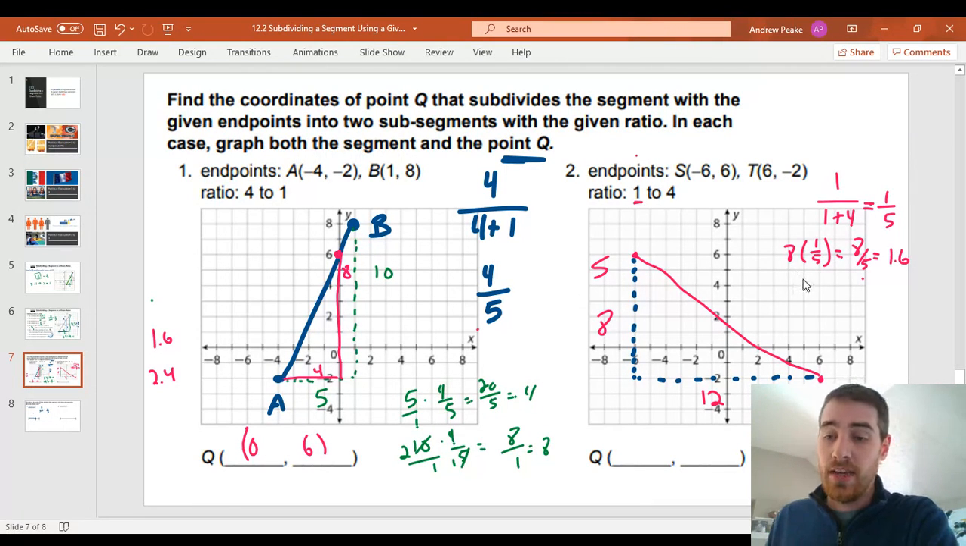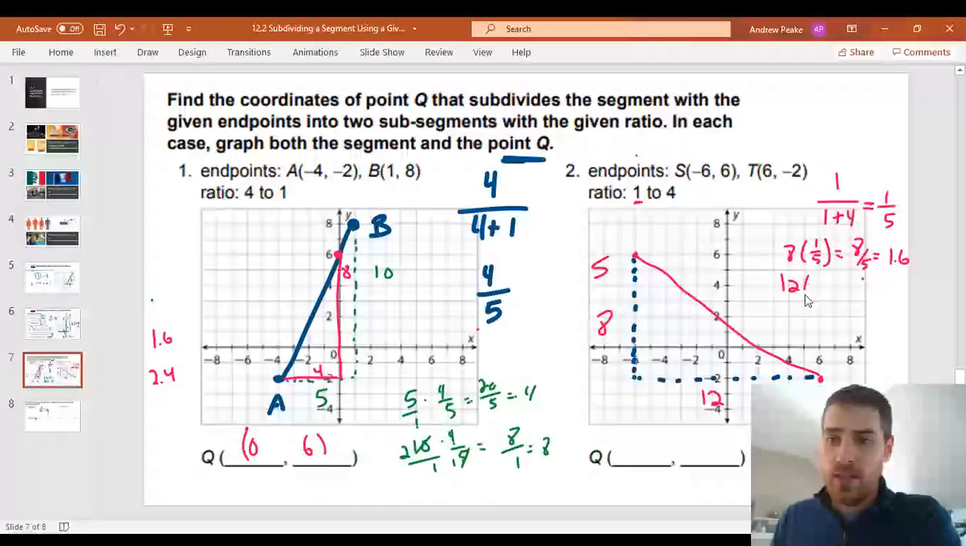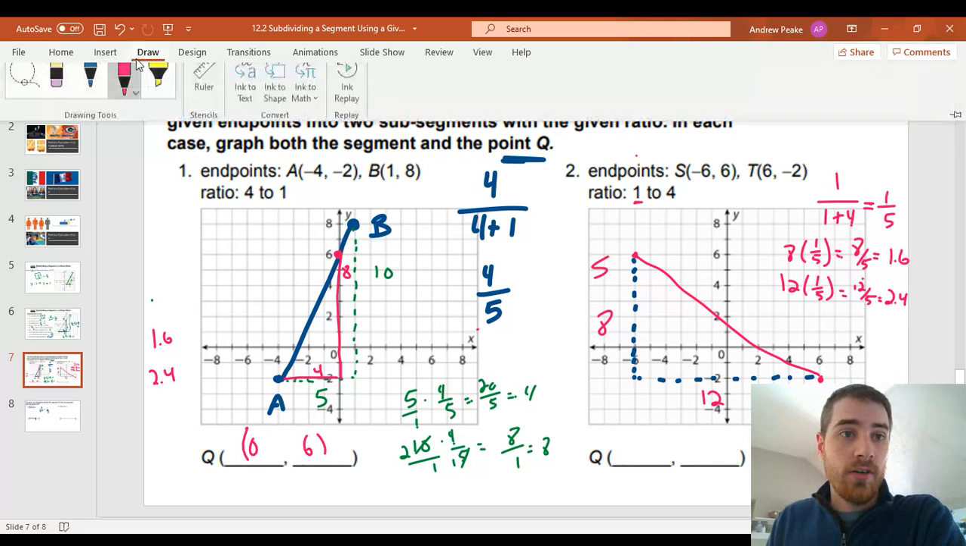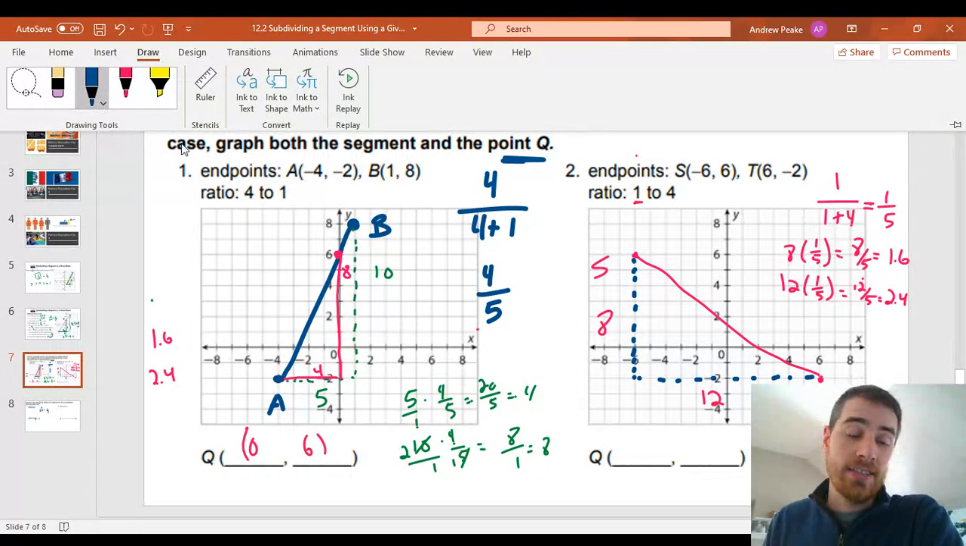And then here I would have 12 for my run times 1/5 would be 12 over 5. That turns into 2.4 as a decimal. So a little uglier here, but we're still going to use those amounts to figure out how far we go over and rising and running.